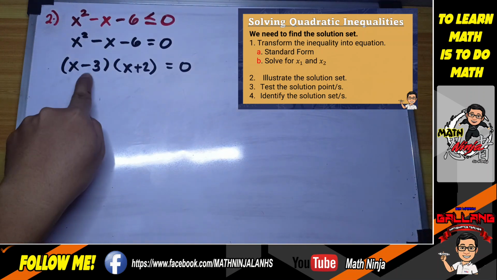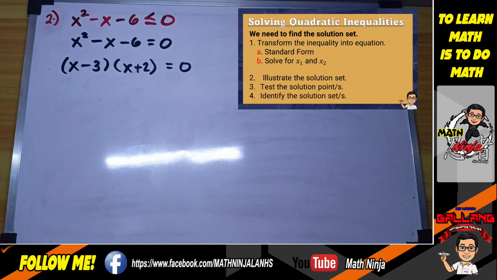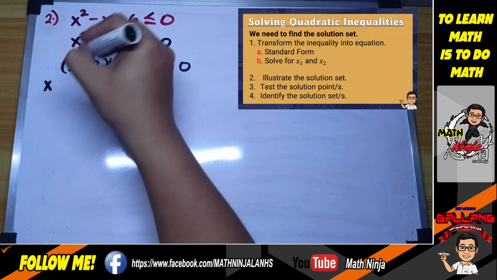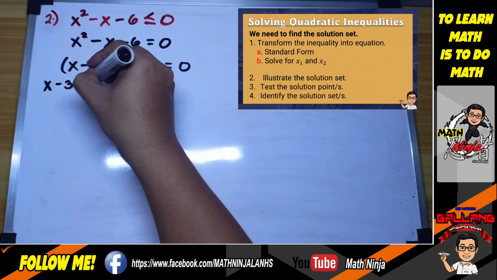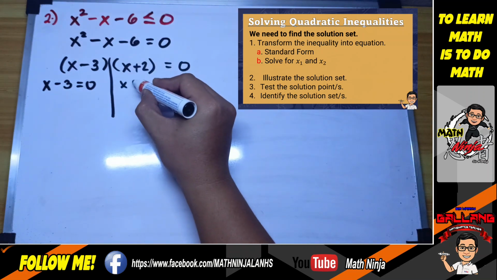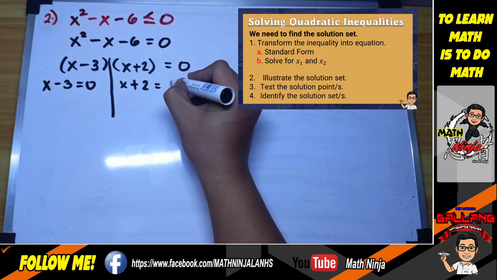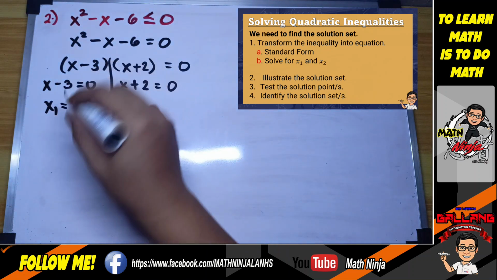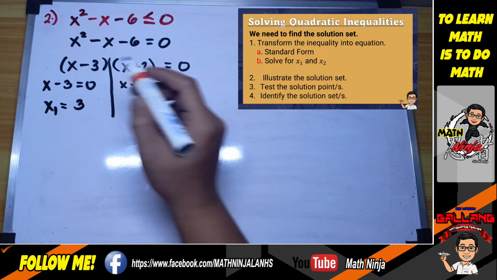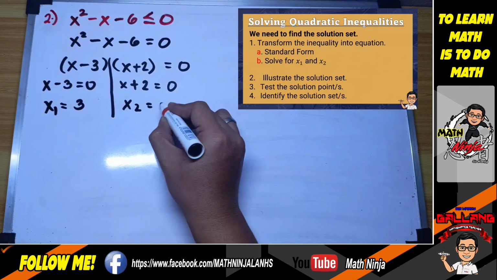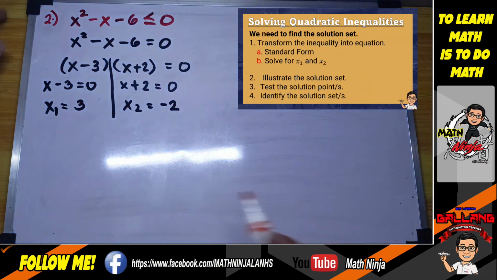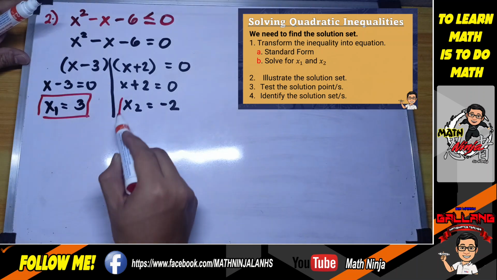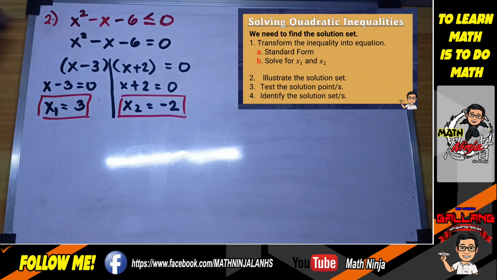So, tama tayo doon. Negative 3 plus 2, the answer is negative 1. So, equate na natin ito ngayon sa 0. So, that is x minus 3 is equals to 0. Sa kabila naman, x plus 2 is equals to 0. So, from that, we can get now the value of x of 1. So, x of 1, that would be positive 3. Ang x of 2 ay negative 2. So, the values of our x's or the roots are positive 3 and negative 2 respectively.